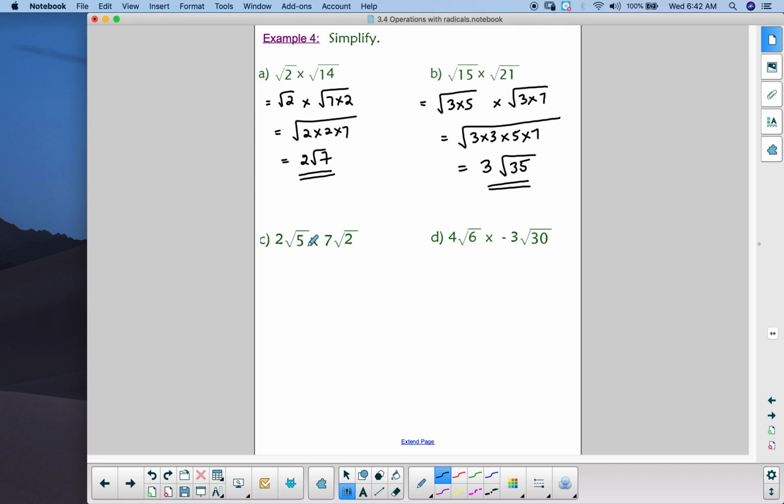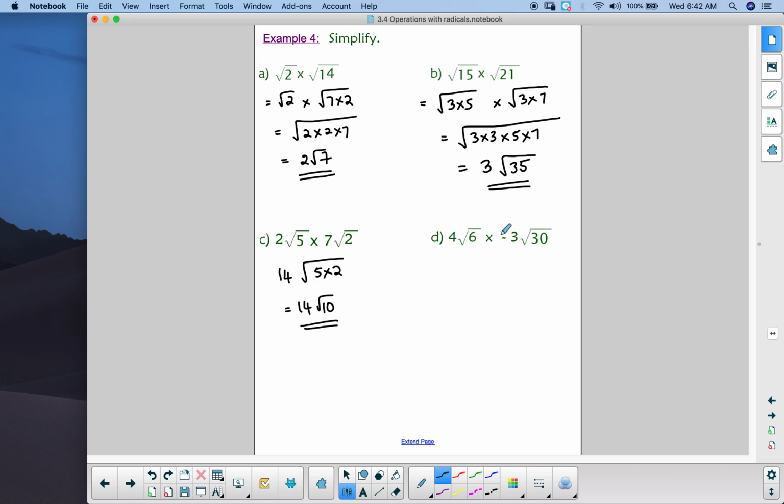Here, we're just going to multiply the 2 times 7, which is 14, and then have 5 times 2 under the radical. So it's just going to be 14 root 10 as a mixed radical.